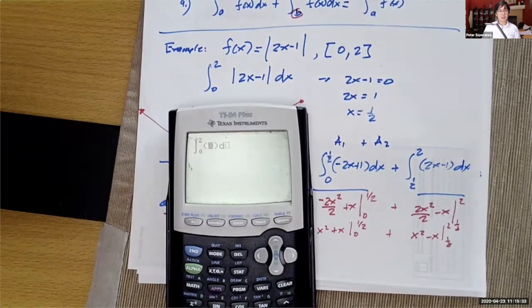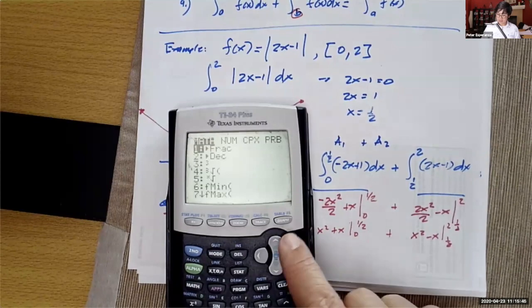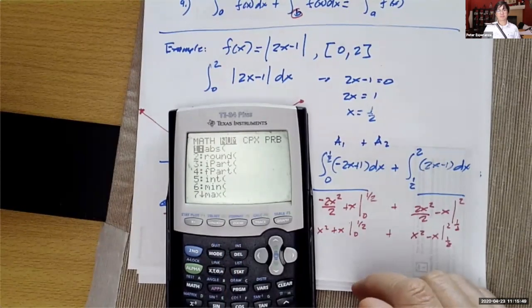The only thing that we need to worry about is the function, because that function is an absolute value, and we know that 2x minus 1 is different from the absolute value of 2x minus 1. So how do you find the absolute value in your calculator? Go to math, go to numbers, the first one.